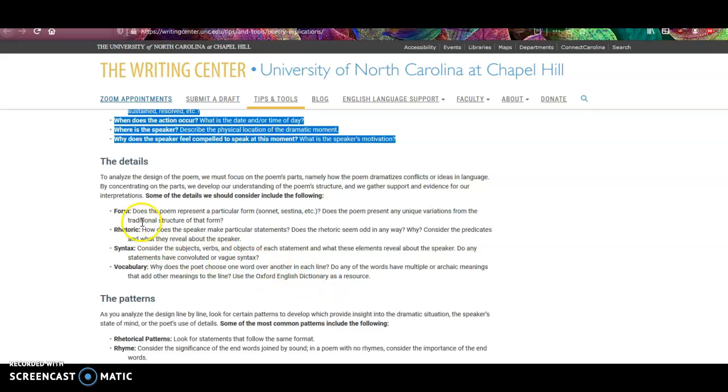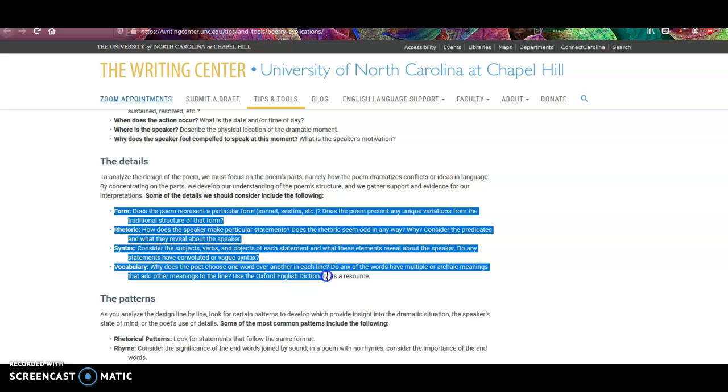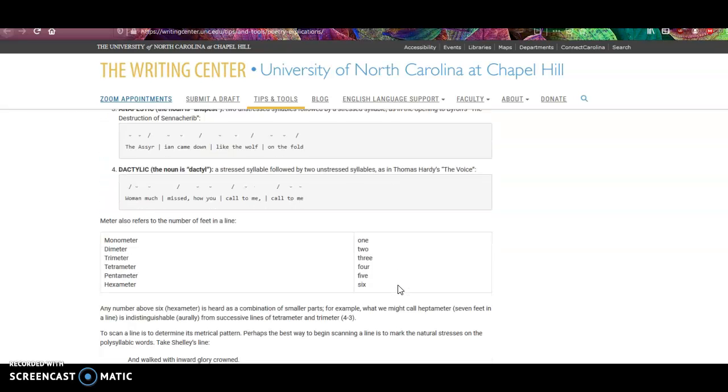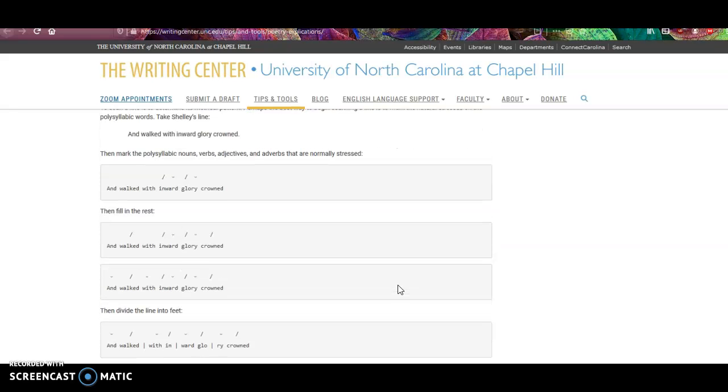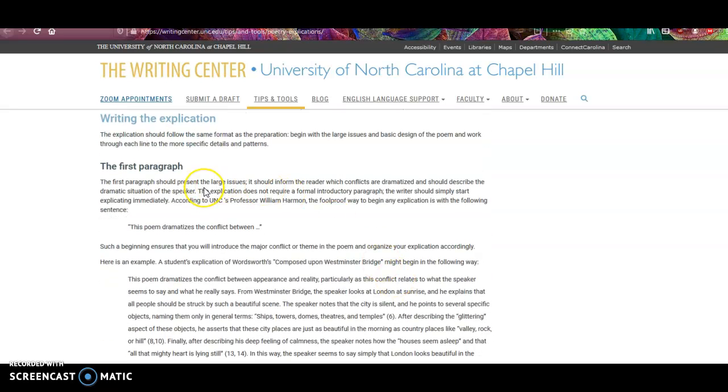And then it's also reminding you to focus on the details of how the poem goes about answering those questions using form and rhetoric and syntax and vocabulary. And it also goes into some more detail about particular patterns that can be found in poetry, such as rhyme and meter, and gives you an overview on those different terms and how to determine what a poem's rhyme and meter are. And then it gives you some suggestions for how to organize the explication.